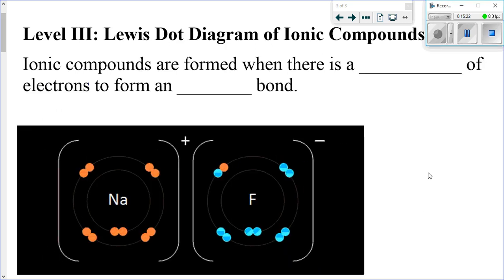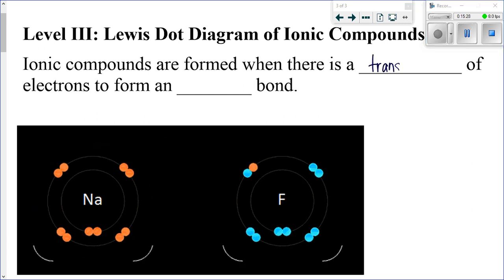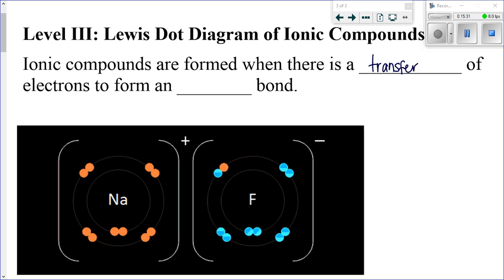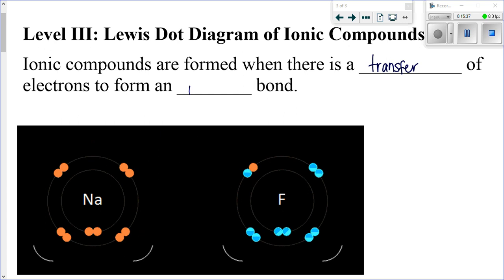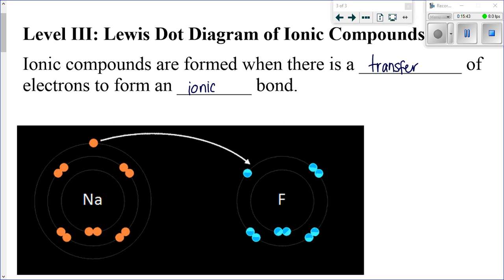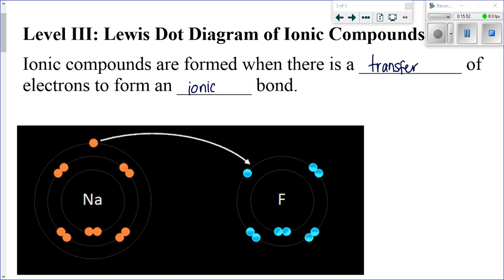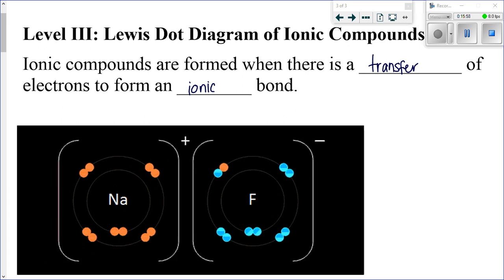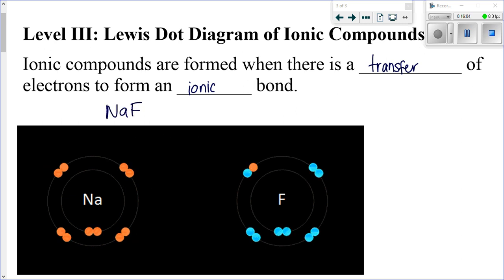Ionic compounds are formed when there is a transfer of electrons. The transfer of electrons is used to form an ionic bond. So in ionic compounds, we form ionic bonds. In this little animation here, we notice that sodium is donating or transferring its electron to fluorine, okay, to form a sodium ion and a fluoride ion. This compound is called sodium fluoride.